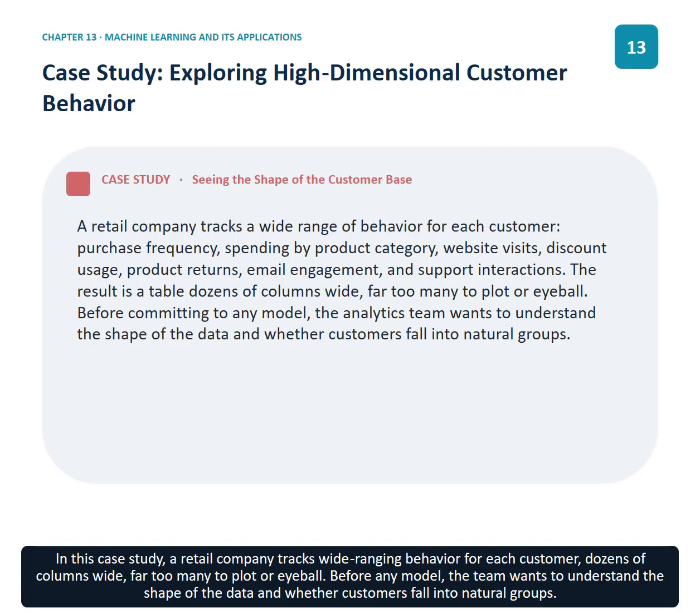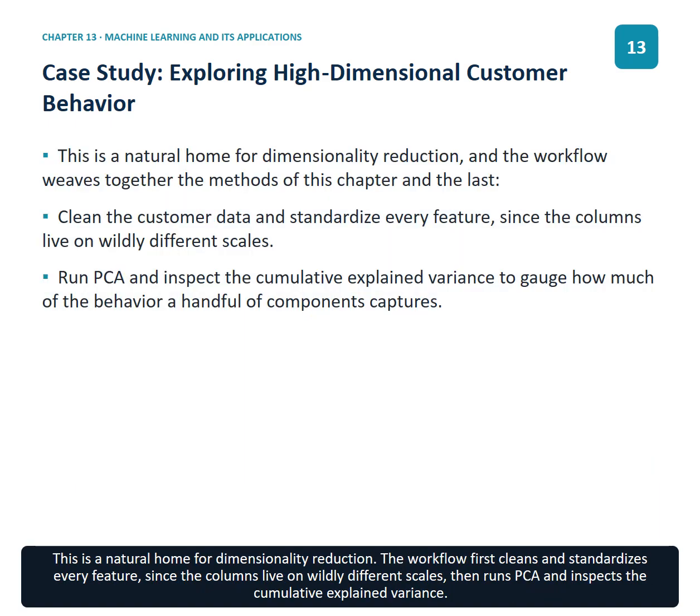In this case study, a retail company tracks wide-ranging behavior for each customer, dozens of columns wide, far too many to plot or eyeball. Before any model, the team wants to understand the shape of the data and whether customers fall into natural groups. This is a natural home for dimensionality reduction.